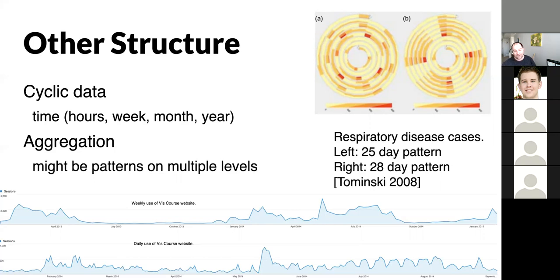And then there's also the question about aggregations. You might have patterns on multiple levels. Here at the bottom, I'm showing a long-term and a short-term pattern of Google Analytics page hits of the Viz course website. You can see a long-term pattern, let me annotate, that in the summer there's basically nobody visiting, and then the semester starts up and we have lots of hits. Whereas if we look at a daily pattern, we can see weekends very well: weekdays, weekend, weekdays, weekend, and that keeps going. So same data, different scales, reveals different patterns.